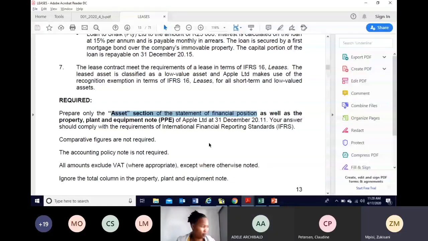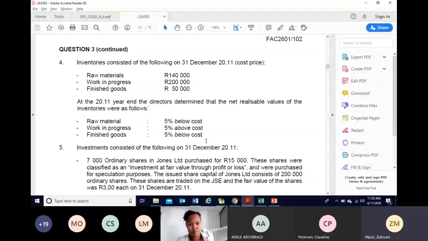So let us now go and look at number 4. So note number 4 of inventories is this. Remember, on the balances, we were given inventory and we were told that inventory is 390,000. And now we come here to read the note about the inventory. And here we are told that inventories consisted of the following at 31 December 2011, cost price in brackets, so which means that you are now being given the cost price. We are told that raw materials 140,000, work in progress 200,000, finished goods 50,000.